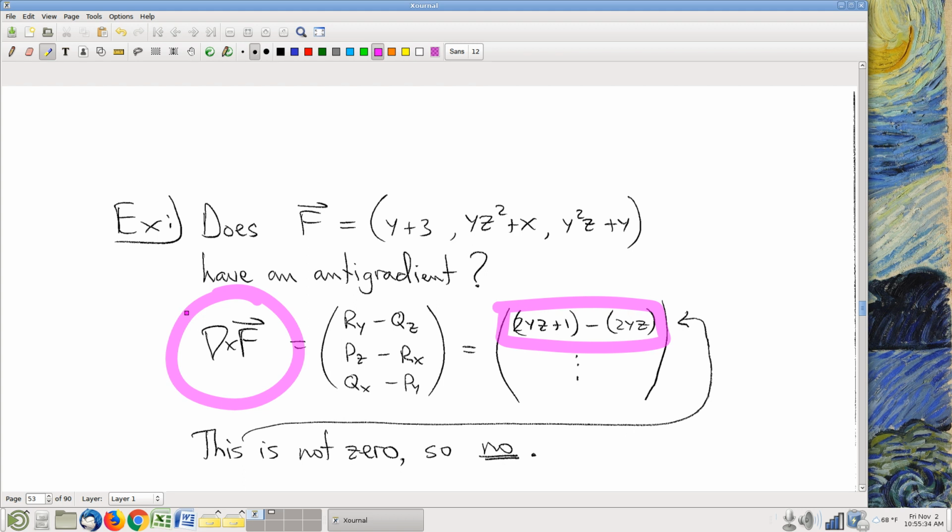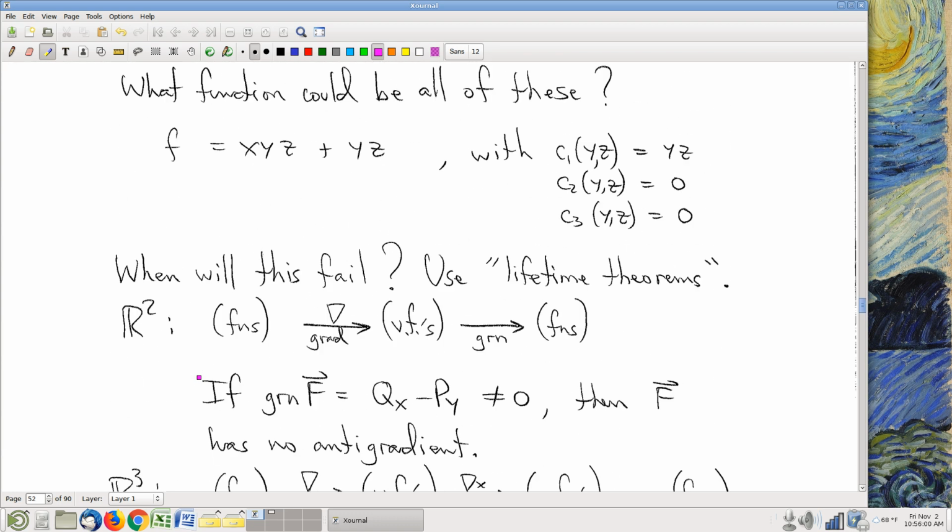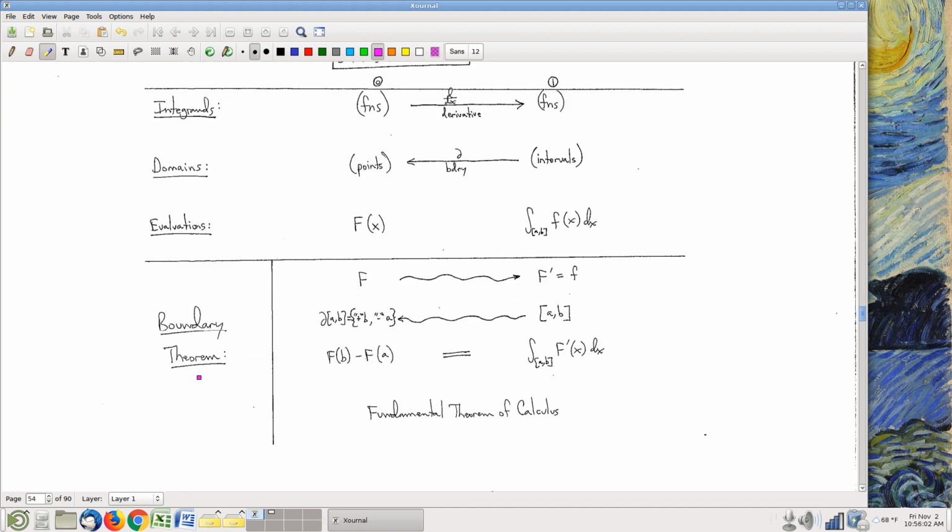So this right here tells me the curl is not 0, and therefore there is no antigradient. Don't try to find it. It's not there. Everybody on board? It's a wild goose chase, as it were. Okay. All right.